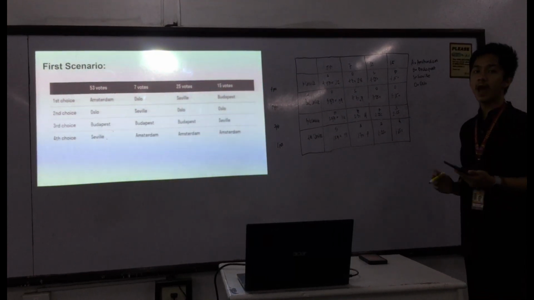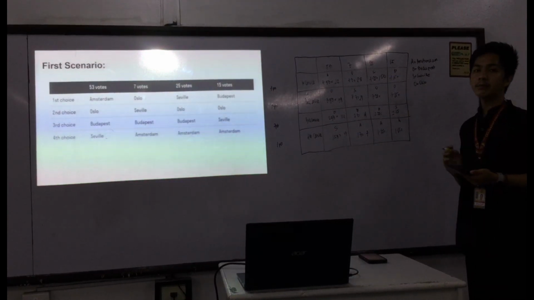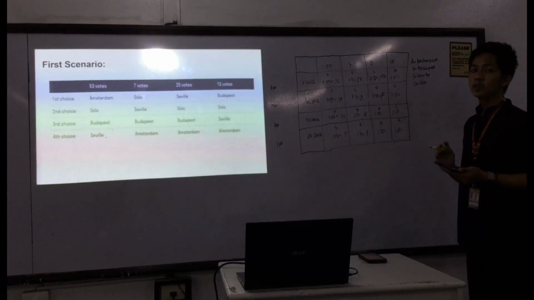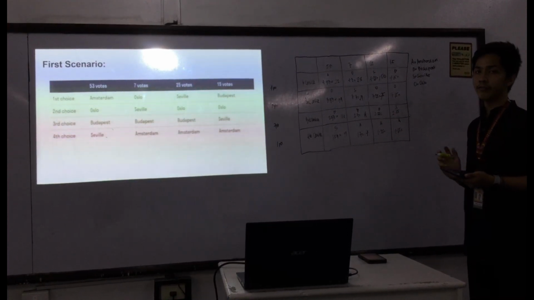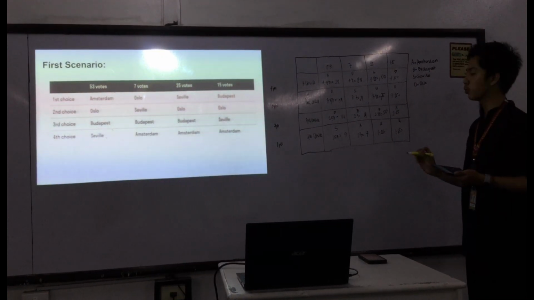4 times 25 is equal to 100. 3 times 25 is equal to 75. 2 times 25 is equal to 50. Then 1 times 25 is equal to 25.